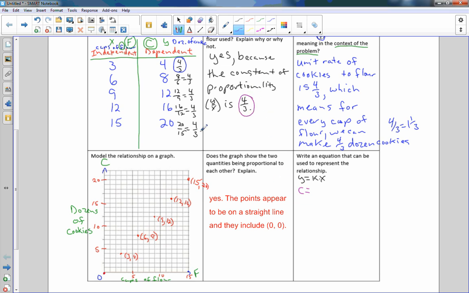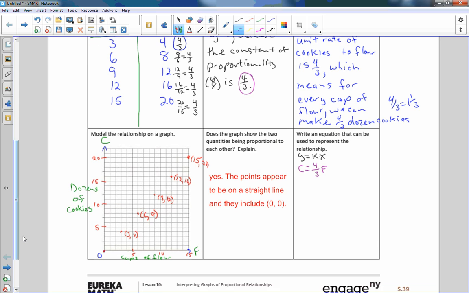It's 4/3. Okay, so I'm not going to do the math again. We've already done it. 4/3. And x is our independent variable, and that's our cups of flour, so I'm going to say f. So c equals 4/3 f. There's an equation that can be used to represent our relationship. So if I have 1 cup of flour, I'll make 4/3 dozen cookies. 2 cups of flour, 8/3 or 2 2/3 dozen cookies, and so forth. Okay, so there we have it.